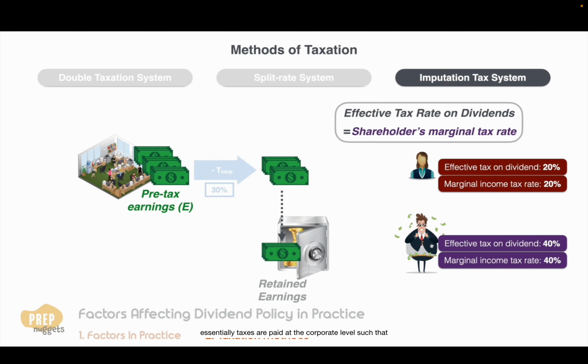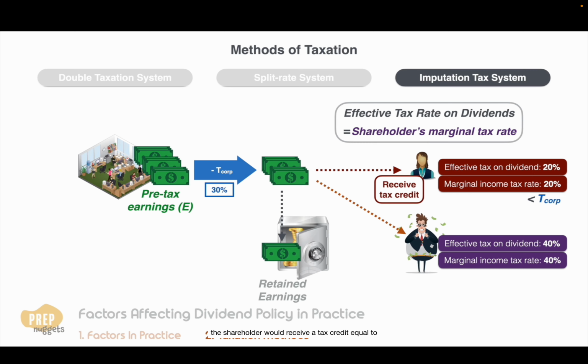Essentially, taxes are paid at the corporate level, such that dividends that go to shareholders are not taxed a second time. If the shareholder's tax bracket is lower than the company rate, the shareholder would receive a tax credit equal to the difference between the two rates. If the shareholder's tax bracket is higher than the company's rate, the shareholder pays the difference between the two rates.